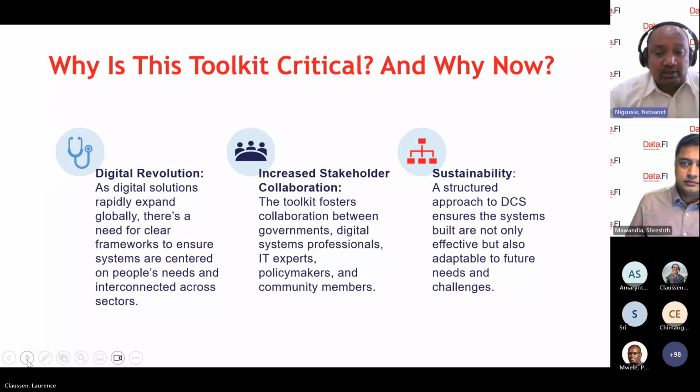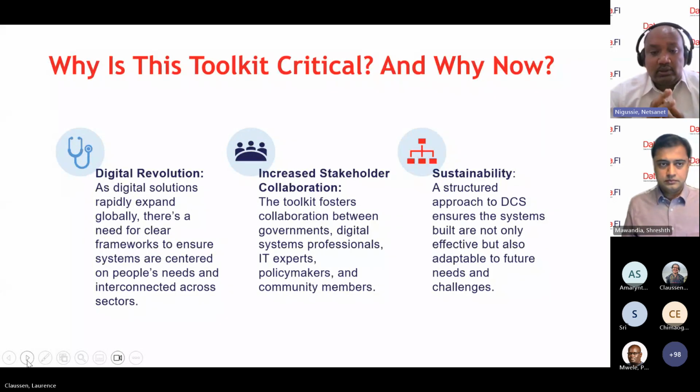The toolkit also plays a crucial role in fostering collaboration among a diverse group of stakeholders. As you can imagine, we're talking about these multi-sectoral stakeholders working at the community level. And this collaborative approach is key to creating systems that are not only functional, but also tailored to the real-world needs of the people they are designed to serve.